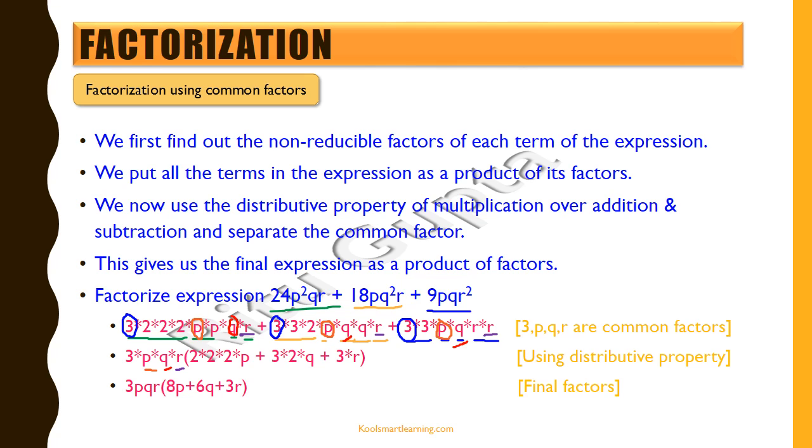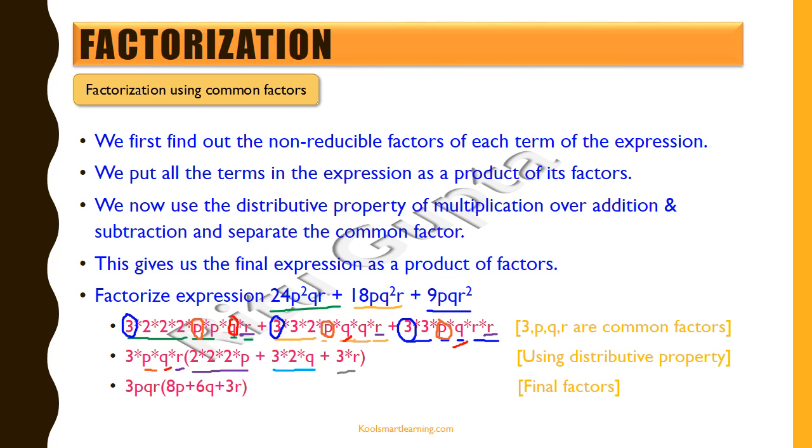So we take out 3 into p into q into r, which are the common factors in all the 3 terms. We take that out and we write the remaining part of each of these terms in the brackets. This is using the distributive property. In the first term we are left with 2 multiplied by 2 multiplied by 2 multiplied by p. In the second term we are left with 3 multiplied by 2 multiplied by q. And in the last term we are left with 3 into r.